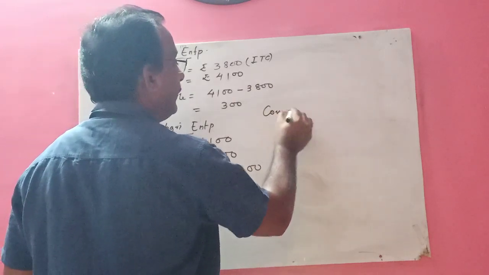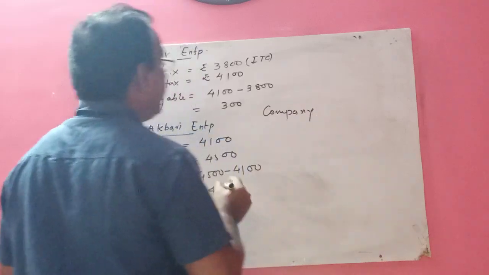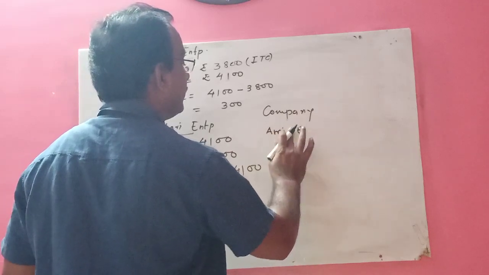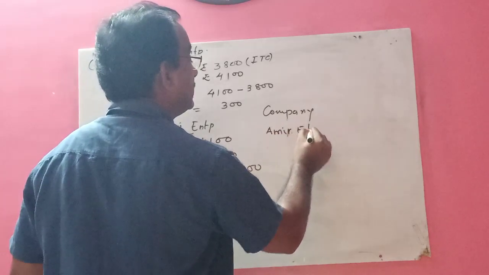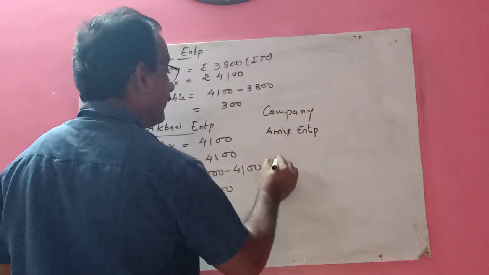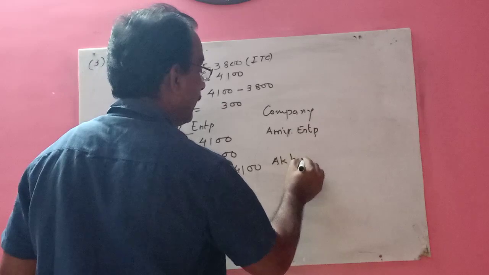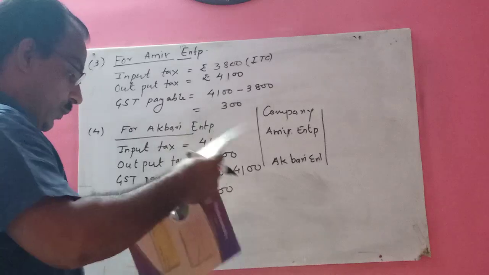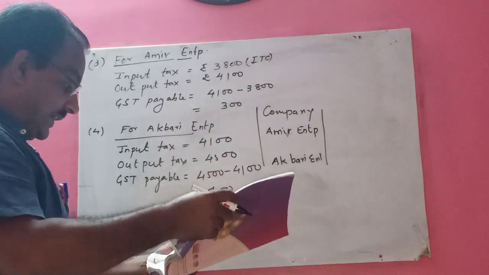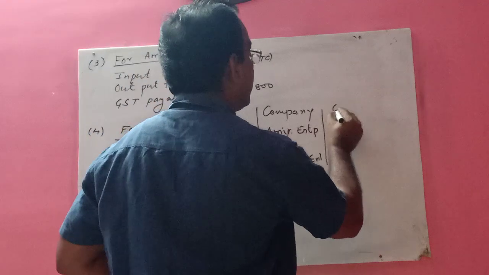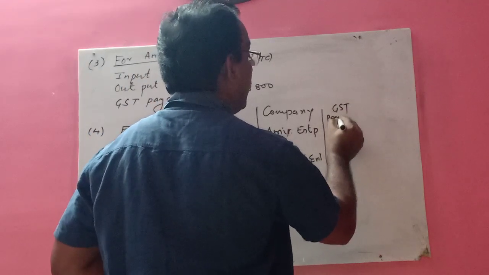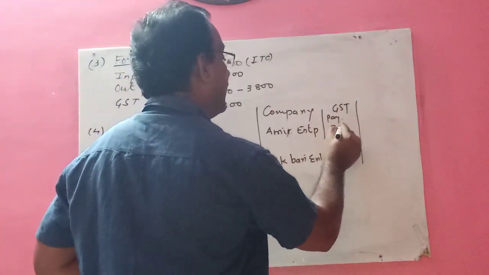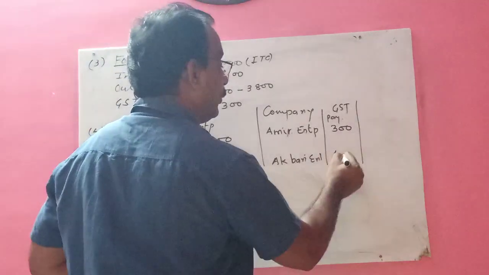First you write company. In company you have Amir Enterprise and second is Akbari Enterprise. This is your company. Then you have what? GST. You have calculated GST here, so write GST payable. GST payable, how much? Amir Enterprise has paid rupees 300 and Akbari paid 400 rupees.